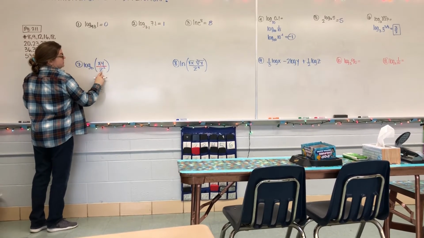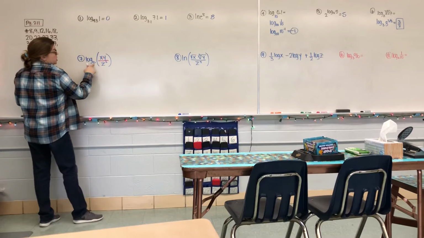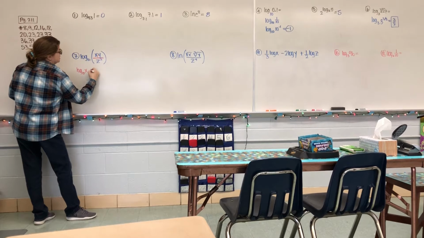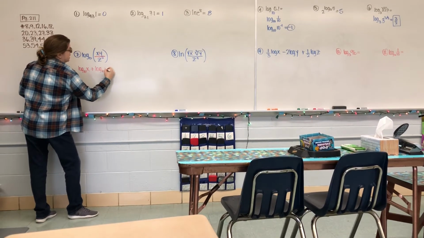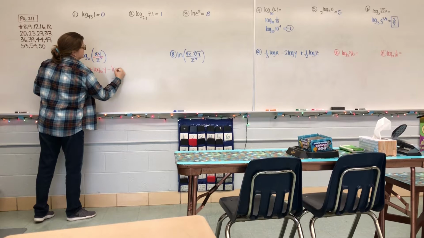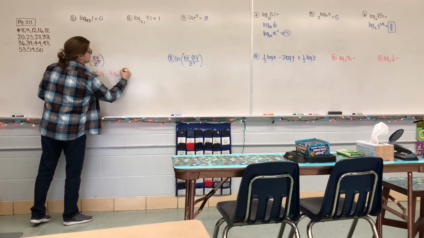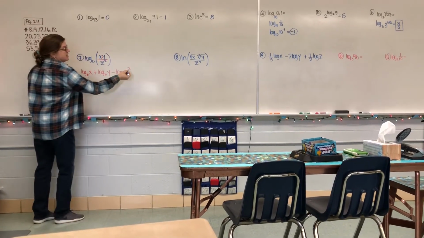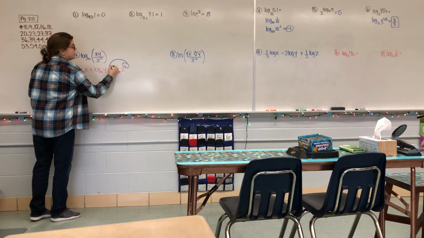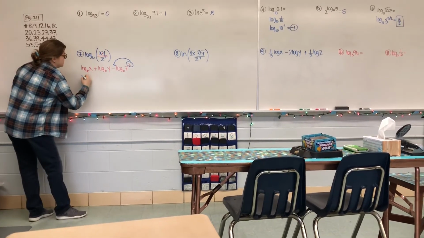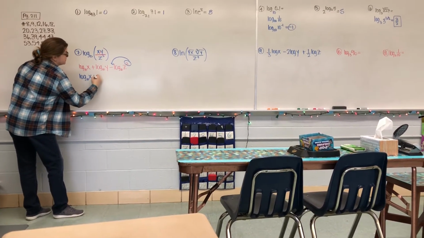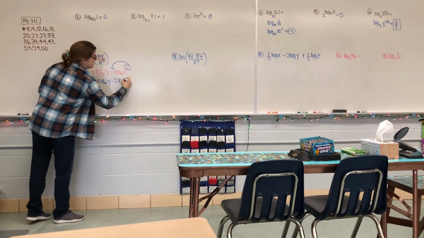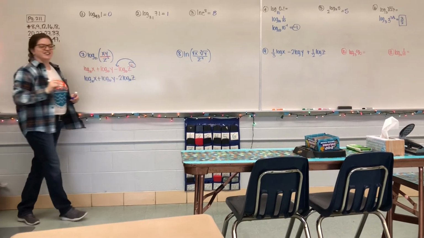And since this one's being divided, it's going to get subtracted. So they're all going to be the same base, base B. So we get log base B of x plus log base B of y minus log base B of z squared. And then lastly, we'll use the power rule, which says we can take this 2 and drop it down as a coefficient. So this will become log base B of x plus log base B of y minus 2 times log base B of z.